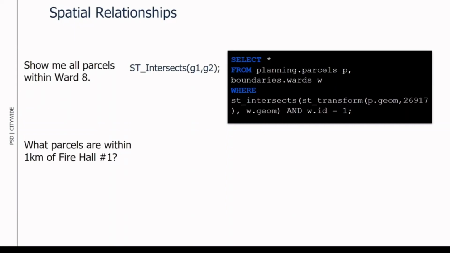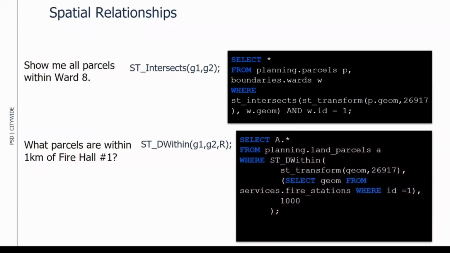So what parcels are within 1 kilometer of fire hall number 1? And here we can use the ST_DWithin function, which takes two geometries, geom1, geom2, and a radius. So it looks something like this. In the where clause, we're actually going to use ST_DWithin, and we're going to transform one of the geometries so that everything is apples to apples, and we're going to select the geom from the fire stations where id equals 1, and then the third input into that function is the 1,000, which is a kilometer around each one, and you're going to then get all the parcels just around this fire hall.